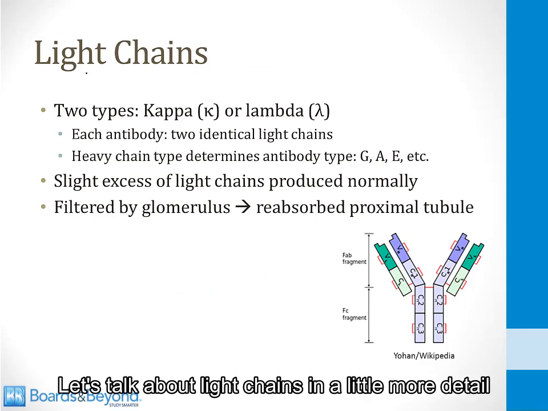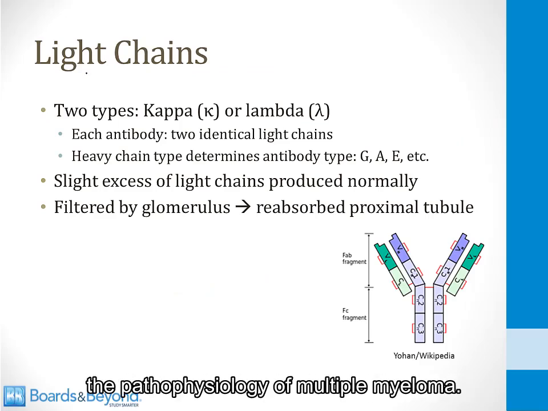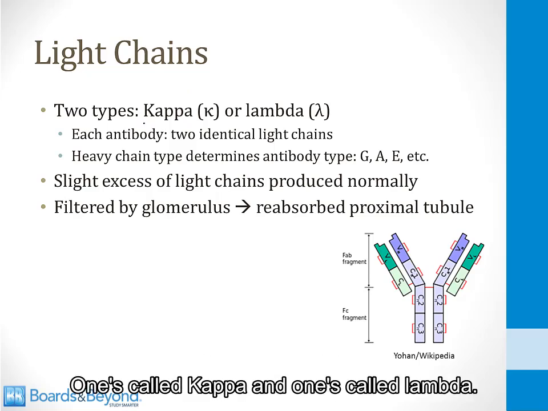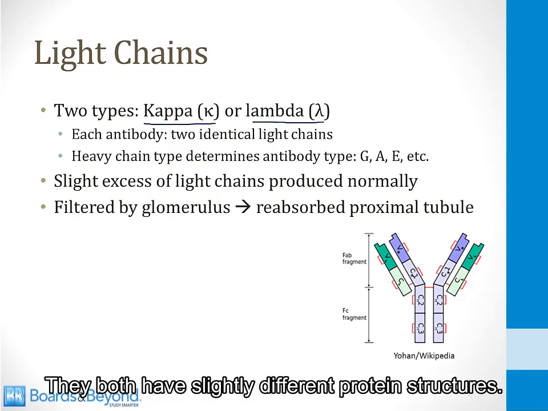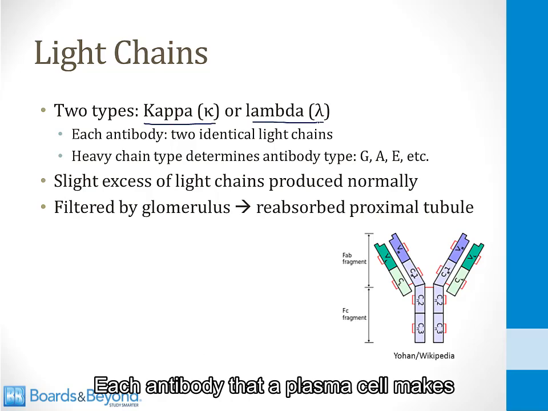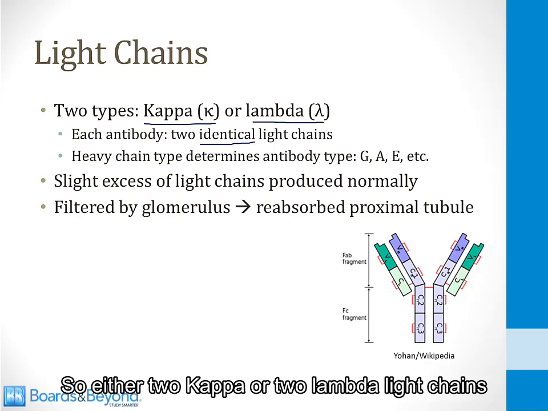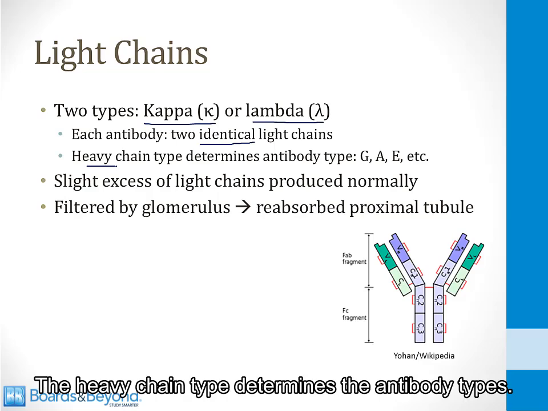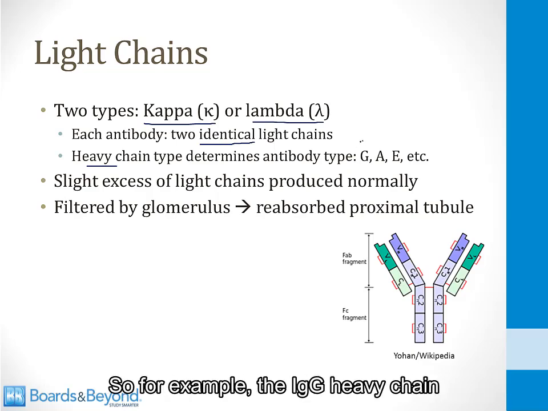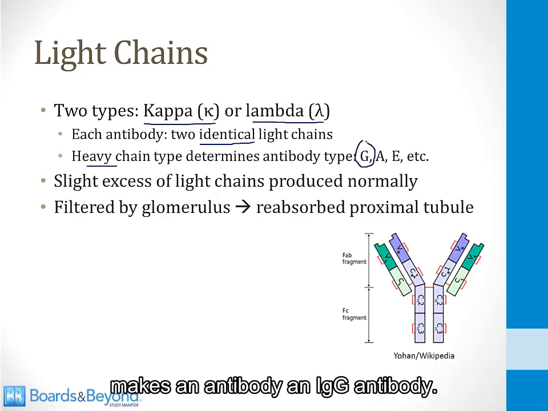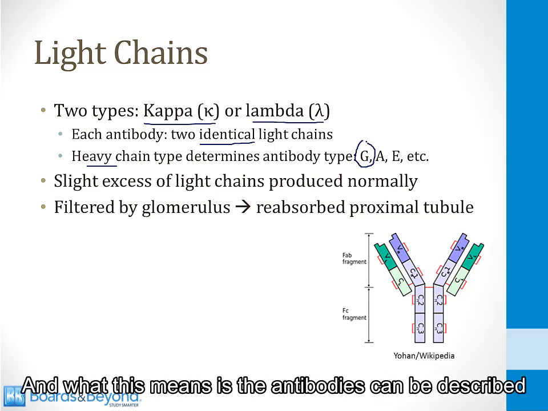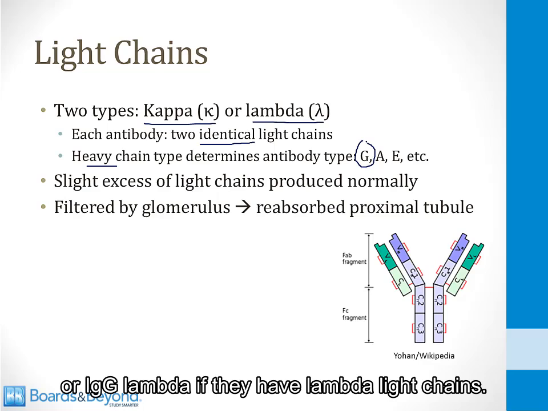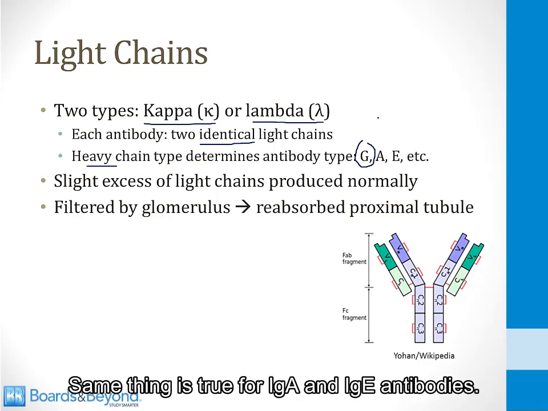Let's talk about light chains in a little more detail because these are important to understanding the pathophysiology of multiple myeloma. There are two types of light chains produced by plasma cells. One's called kappa and one's called lambda. They both have slightly different protein structures. Each antibody that a plasma cell makes has two identical light chains, so either 2 kappa or 2 lambda light chains will be present on an antibody. The heavy chain type determines the antibody type. So for example, the IgG heavy chain makes an antibody an IgG antibody. And what this means is that antibodies can be described as IgG kappa if they have kappa light chains, or IgG lambda if they have lambda light chains. Same thing is true for IgA and IgE antibodies.